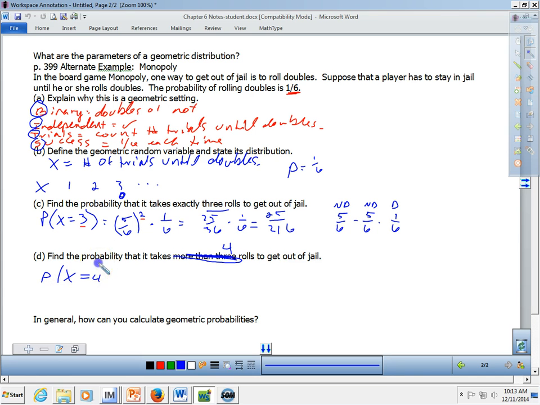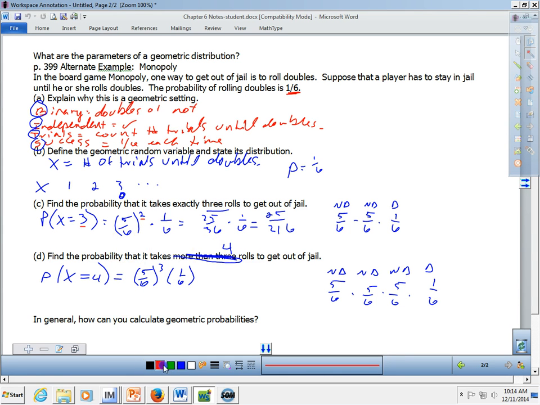So if it takes 4 rolls to get out of jail, what has to happen? Well, I had to get no doubles on my first 3 rolls, and then I get my doubles on the 4th. So again, the probability of no doubles is 5/6. So all these are going to be 5/6, and the probability of getting doubles is 1/6. Well, look what happens. When I multiply all these together, I end up with 5/6 to the 3rd power times 1/6. Okay?